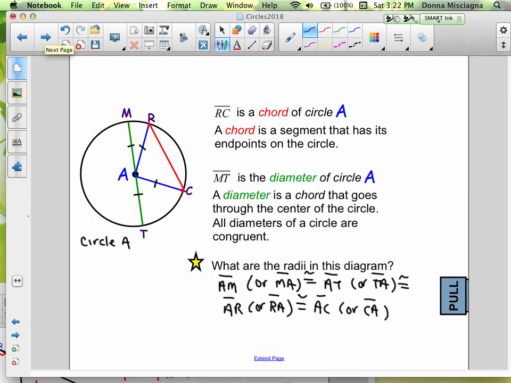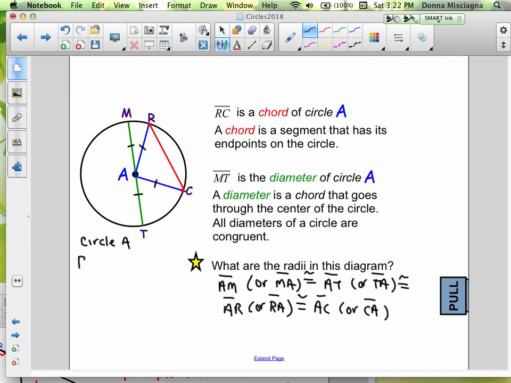Now you might notice that the two radii, RA and CA, and that chord, RC, create a triangle. And there's something special about that triangle. You might see a question on a benchmark or a formative or a test that asks you to find the angles in that triangle. Well, notice that the sides of that triangle are formed by the two radii of a circle. And radii of a circle are congruent to one another.